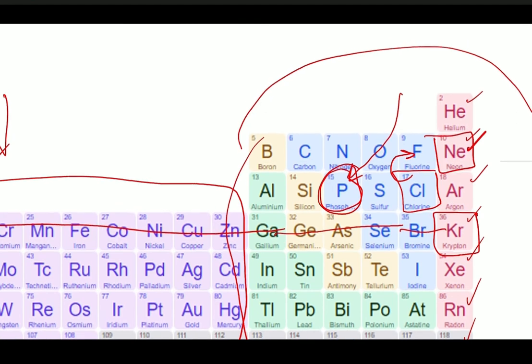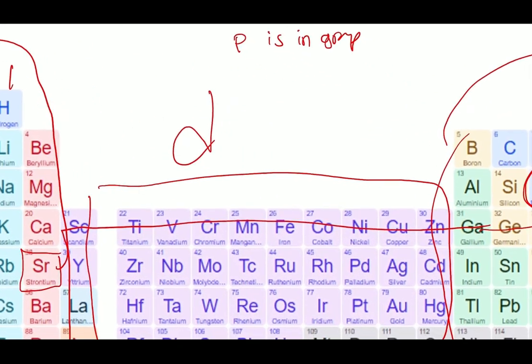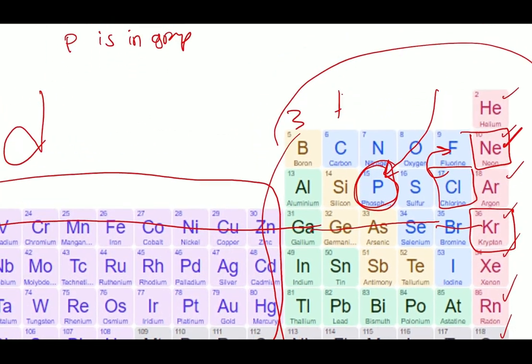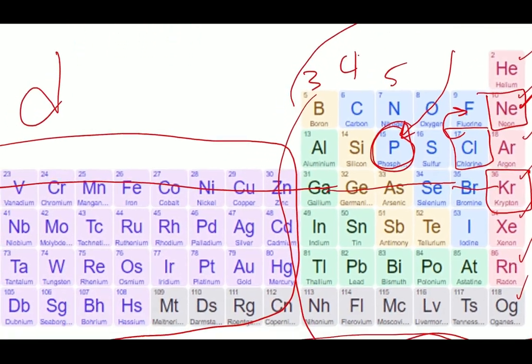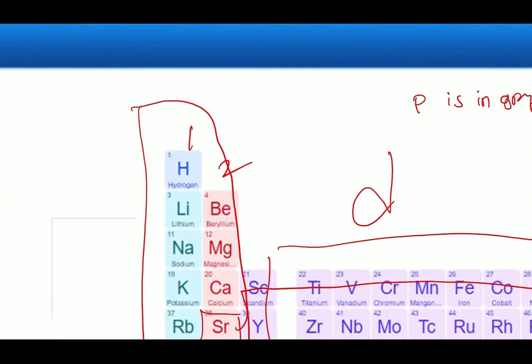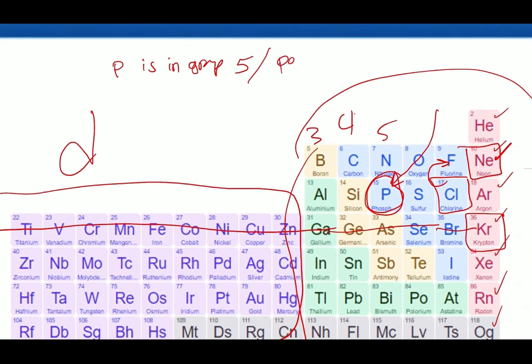First of all, look at P. You say P is in group, you notice this is group 1, 2, 3, 4, 5. Then it's in group 5. Very nice. What is the period number of P? You say 1, 2, 3. Then it's in period 3. Okay, these are the 2 pieces of information which are really nice. So phosphorus is in group 5 and period 3.